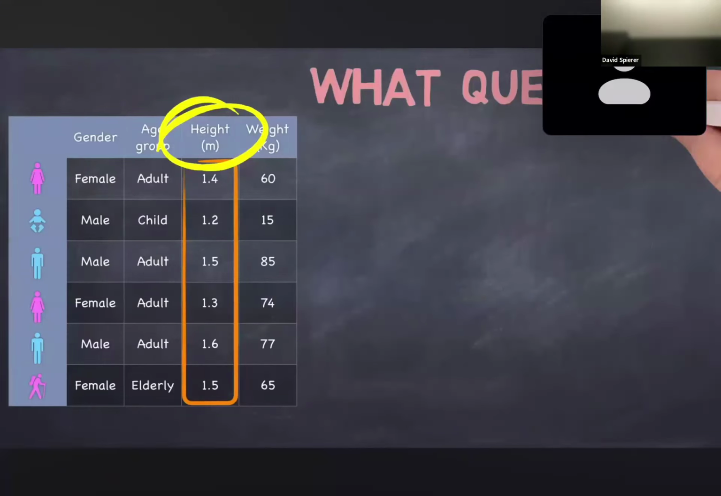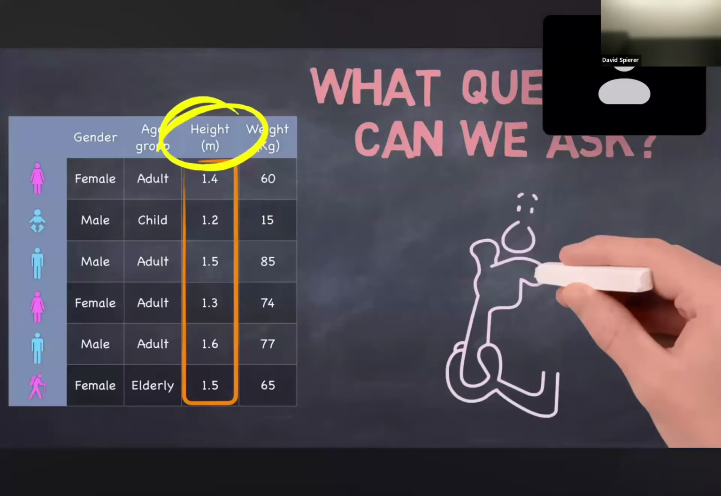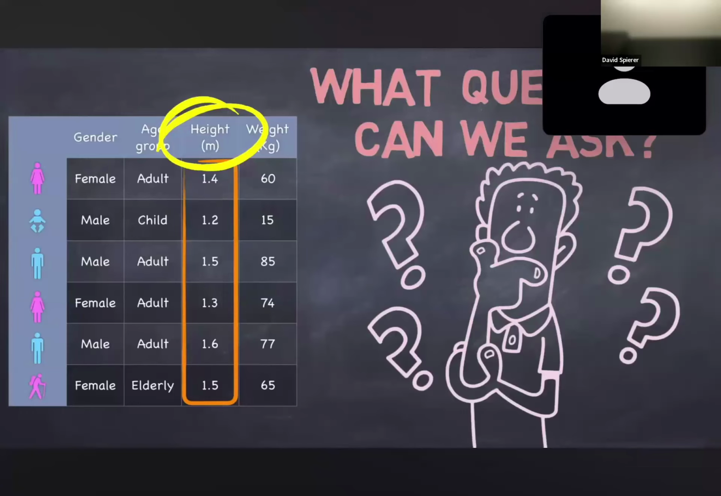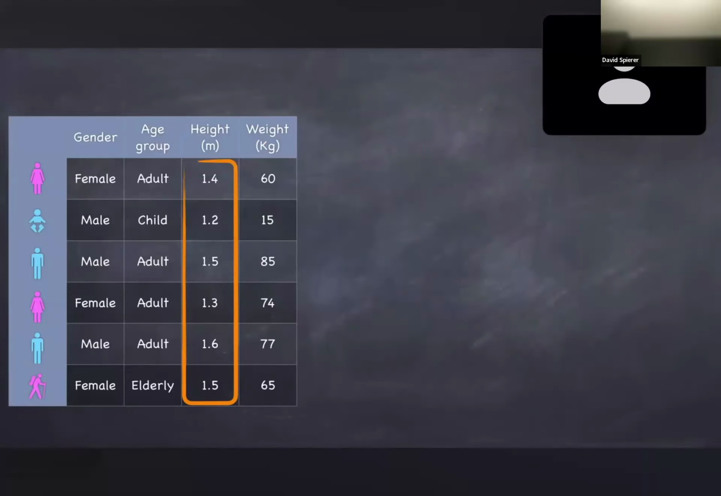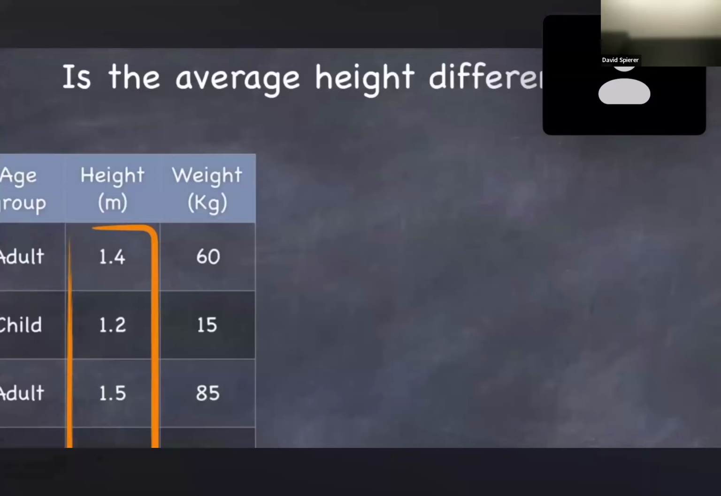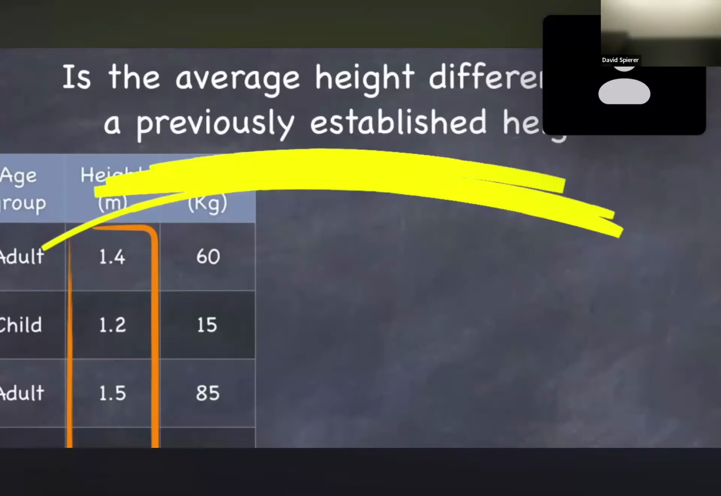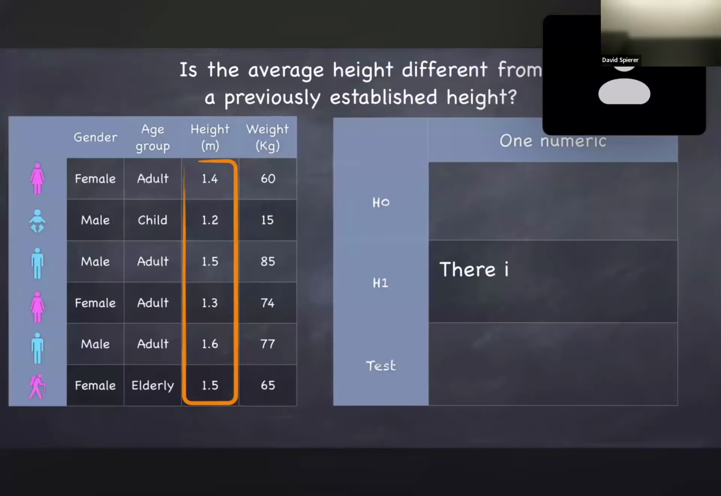So our question might be, is average height different from a previously established height? Say the historic average height was 1.4 meters. We want to know if the average height in our current population is different to that. Our hypothesis is that there is a difference. Again, we collect some sample data. We find that the average height is indeed different from the historic height. Is that statistically significant? Well, if there were no difference, what would the chances be that we observe the difference that we do, or a greater difference? We conduct a t-test, comparing the averages, and if the p-value is less than the alpha, then we can reject the null.